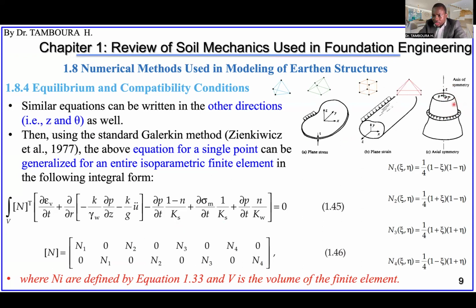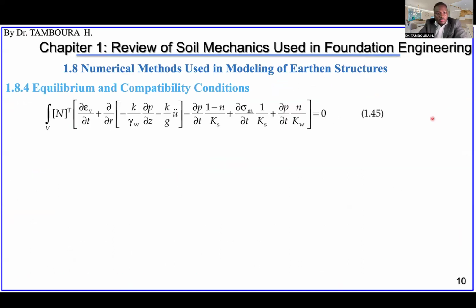We are still here, axisymmetric condition. Okay, so for R, and we can do it for all three directions. Let me keep this equation here.